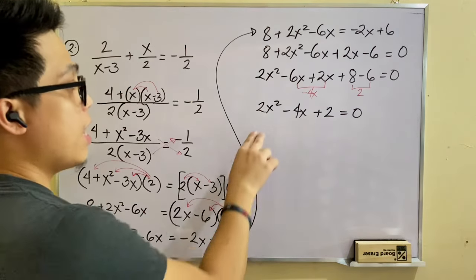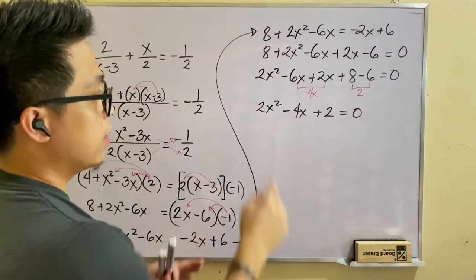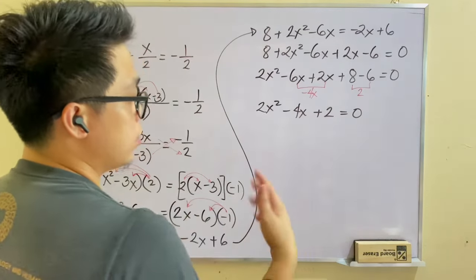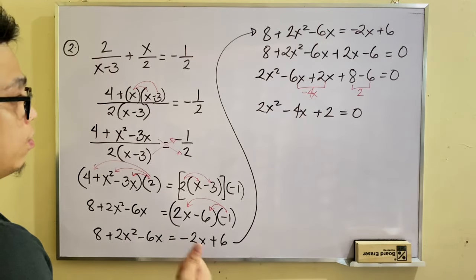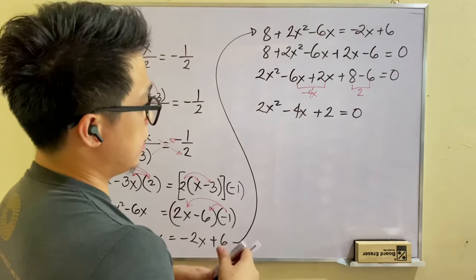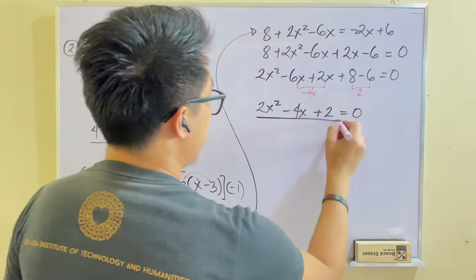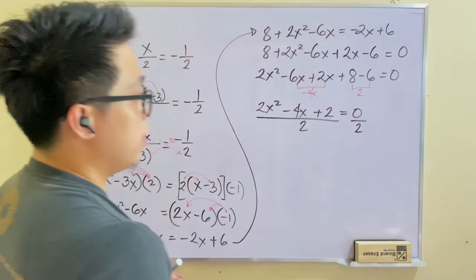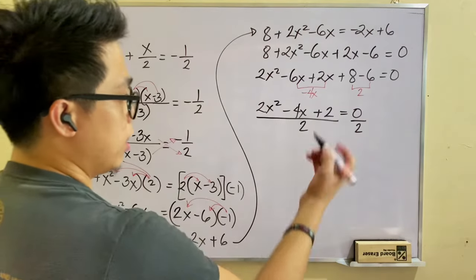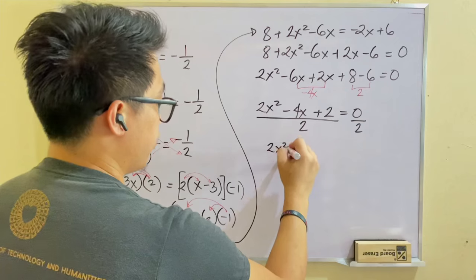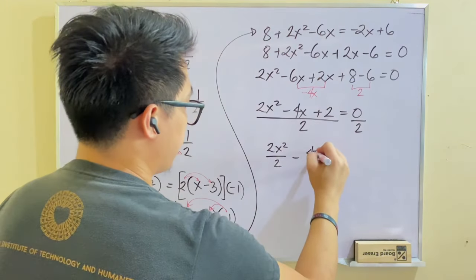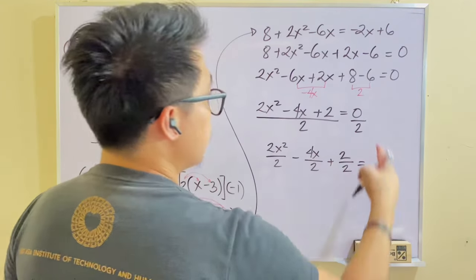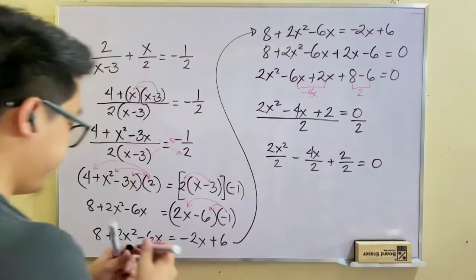Oo nga pala, maaari pa natin itong masimplify. Bakit? Kasi ang numerical coefficients, yung 2, yung negative 4, at ang constant na 2 is all divisible by? Okay, so divisible silang lahat kay 2. So, divide natin all of the terms and the right side of equal sign into 2. So, magiging equation natin, 2x squared over 2 minus 4x over 2 plus 2 over 2 is equal to 0 divided by 2 is 0.